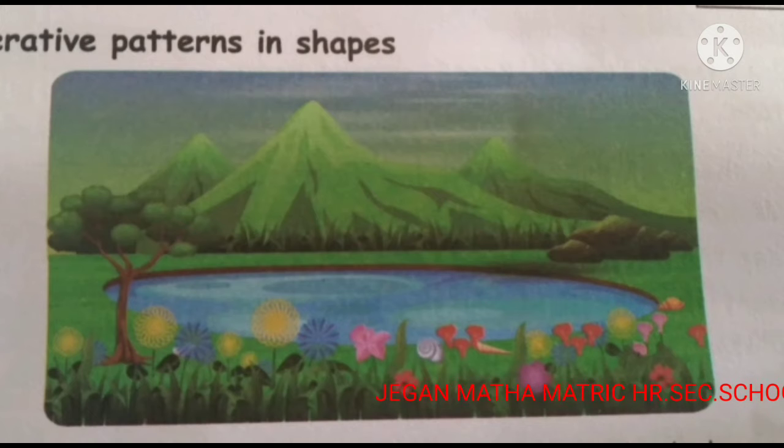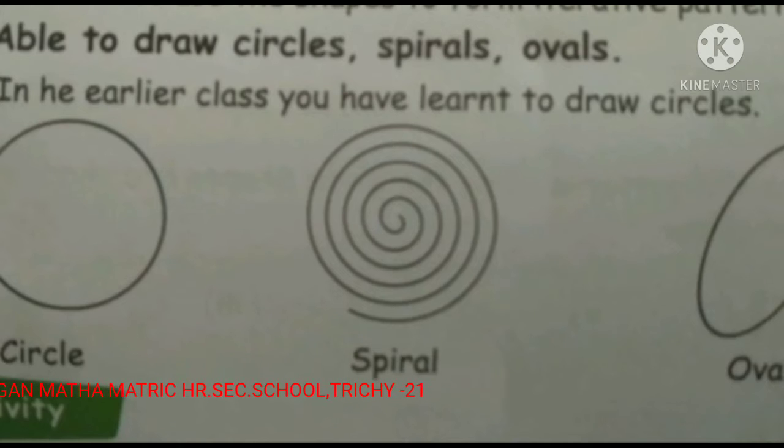Iterative is the repeated application of a process. So in this class you are going to see how we use shapes to form iterative patterns. How will you use the shapes to form iterative patterns? First thing you want to know: draw a circle, spiral and oval. First draw the shapes circle, spiral, oval and color them.